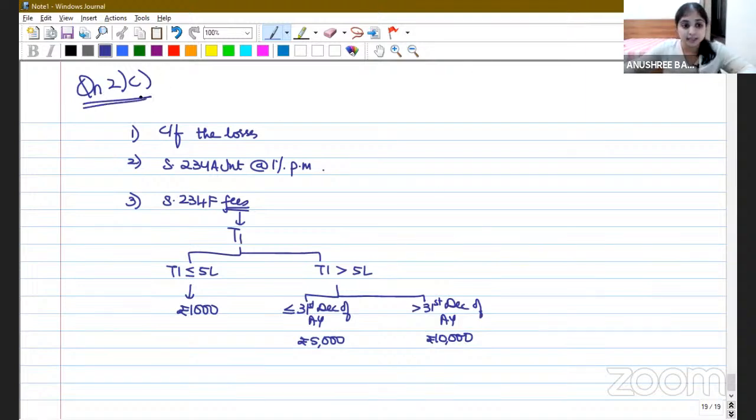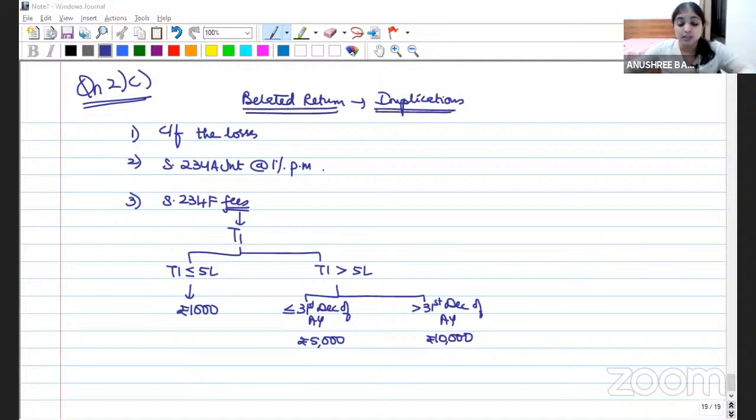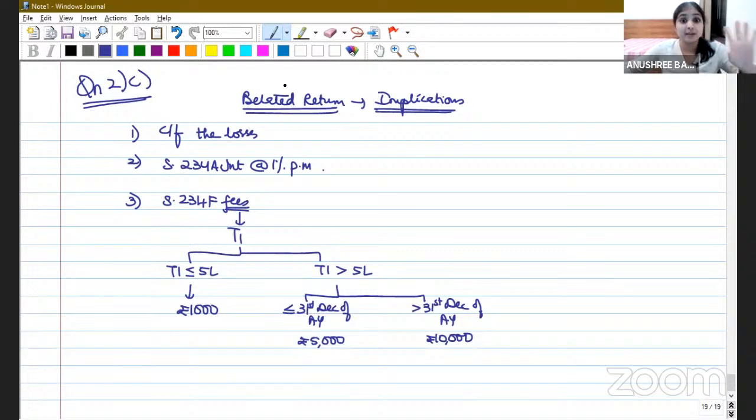So in case my assessee makes a late filing, a belated return, what are the implications? What are the consequences of not filing the return within the 139(1) due date? Number one, losses which you incurred in the current year, you will not be able to carry them forward. But we have some exceptions.